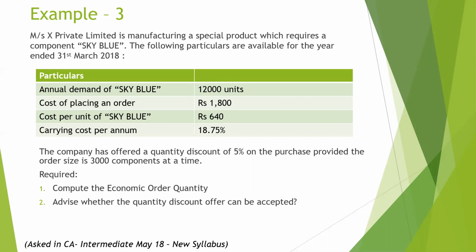This question has two parts. One is to compute the EOQ that we have seen how to do in example 1 and example 2, but we also have to advise whether the quantity discount offer can be accepted. So let's compute the first part. Let's do the first part, that is calculation of EOQ.